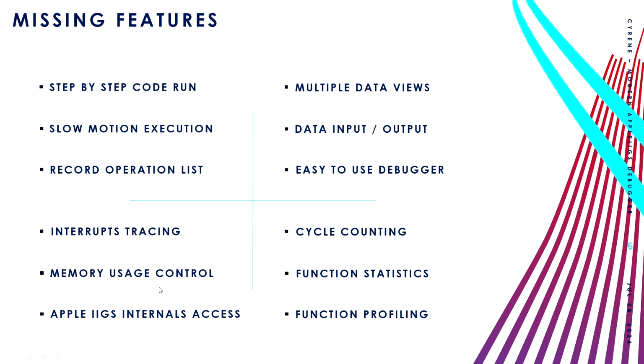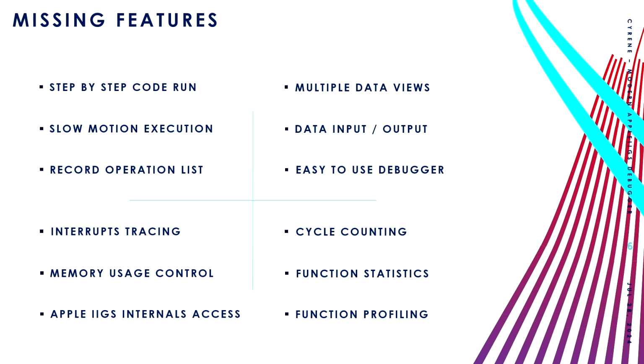What everyone is dreaming of is memory usage control. Using assembly language, you can write in any part of the memory. If you do something wrong, you can corrupt a part of memory which is not yours, and this is nearly impossible to trace. What is also interesting is to follow the Apple IIgs internal access.